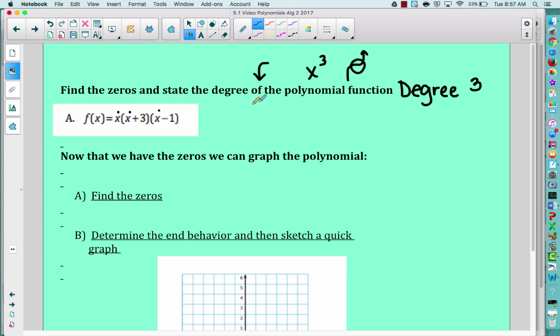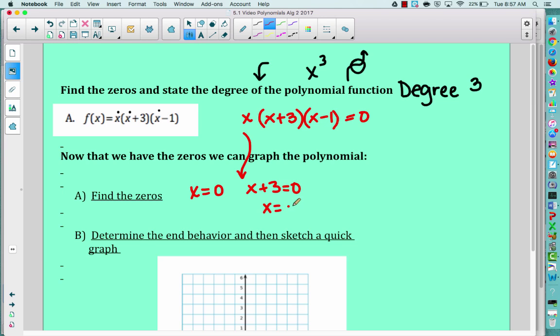Now that we have the degree, we want to find the zeros. So to find the zeros, because it's in intercept form, we set the factors equal to 0 and solve for x. Okay? So I'm going to do that down here, sorry. So x equals 0, x plus 3 equals 0, so x equals negative 3, and x minus 1 equals 0, so x equals 1. All right.